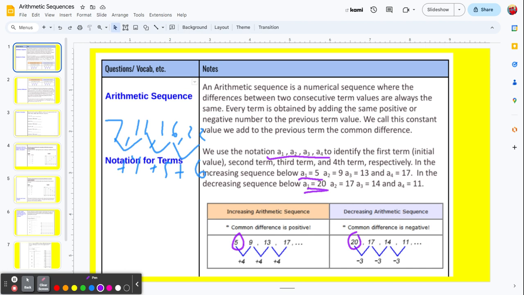And then if I say a sub 3, I'm talking about the third value. A sub 4, I'm talking about the fourth value. So this a sub 4 equals 17 in the first example. That's the value of the fourth term. The a sub 4 in the second example, that is the fourth term value is 11 on the decreasing arithmetic sequence.